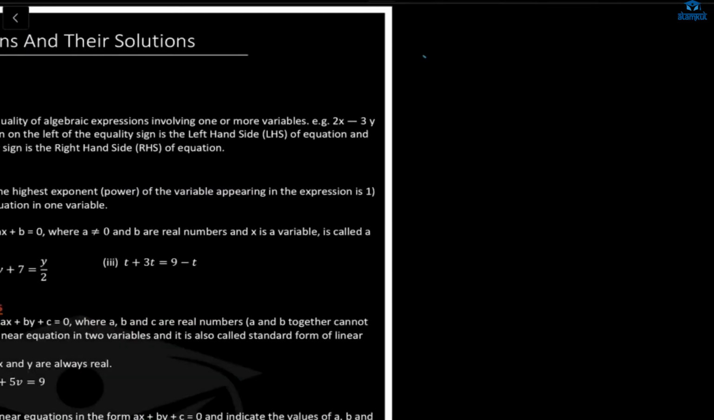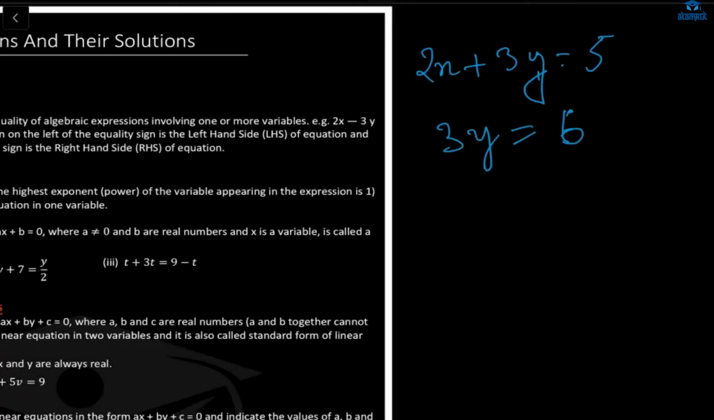Like if you write 2x plus 3y is equal to 5, this is an algebraic expression. 3y is equal to 6, that is also an algebraic expression. Variable is there, constant is there, plus, equal to. So it is an algebraic expression.